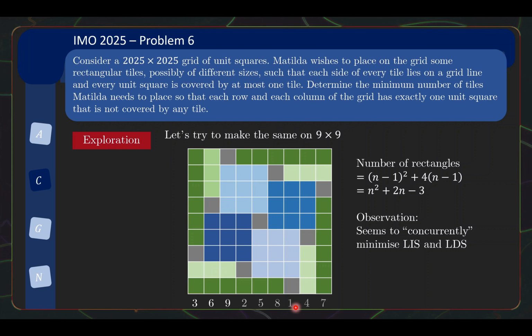So if you look at other permutations of the hole heights, you will get an LIS that is greater than 3 or an LDS greater than 3. So there seems to be something about LIS and LDS going on here. That obviously is not an obvious thing to look at, but hopefully it provides some motivation on how to get the proof from the construction.